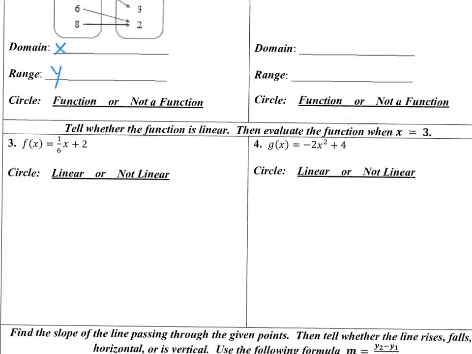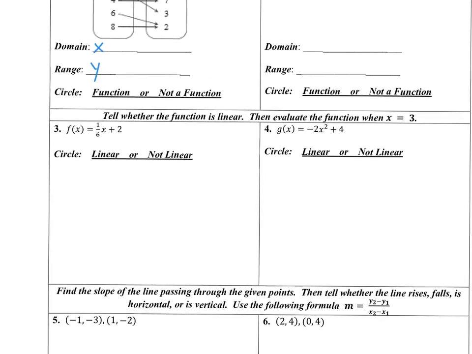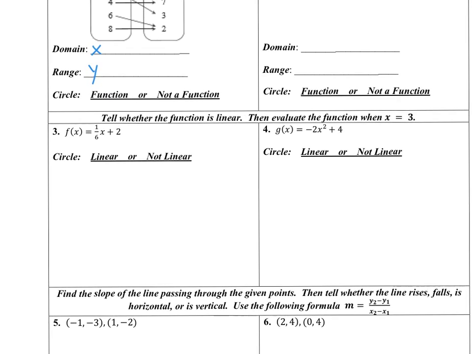Tell whether the function is linear. The key word here in linear, I'm highlighting, as you can see, is line. So it's got to follow y equals mx plus b format. It's got to follow that format. If it doesn't, it's not linear.